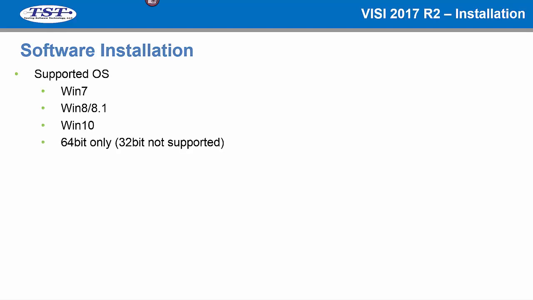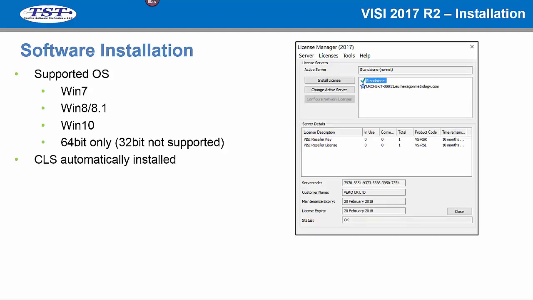So let's take a look at some of the software installs. Our supported OSs, as you can see, are up on the screen. 64-bit only has been kind of a norm for a little while, so that should not be a surprise to too many people. CLS is automatically installed, and it will automatically update as well from the previous CLS if it's installed. It will make it a little easier when we're installing.